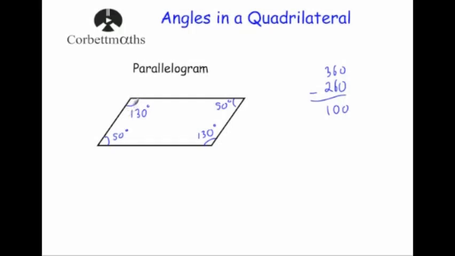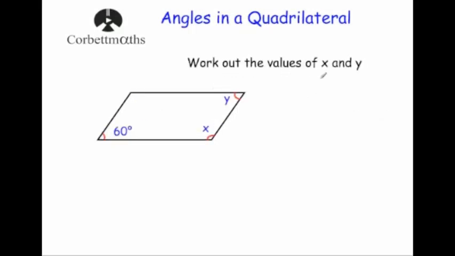So in a parallelogram, the opposite angles are equal, but also the obtuse angle and the acute angle will always add together to give you 180 degrees. Okay, let's look at a typical question now to do with parallelograms. So it says work out the values of x and y.